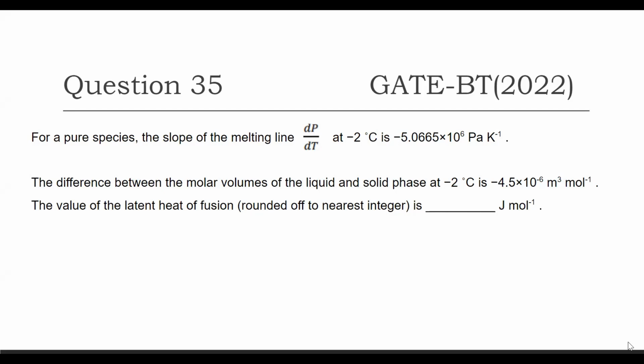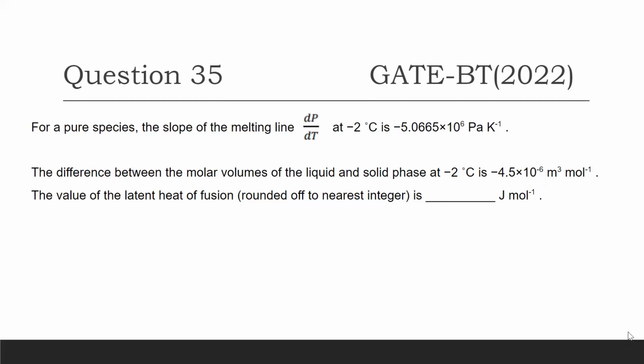The question is, for a pure species, the slope of the melting line dP by dT at minus 2 degrees Celsius is minus 5.0665 into 10 to the power 6 Pascal per Kelvin. The difference between the molar volumes of the liquid and solid phase at minus 2 degrees Celsius is minus 4.5 into 10 to the power minus 6 meter cube per mole. You have to find out the value of the latent heat of fusion rounded off to the nearest integer.